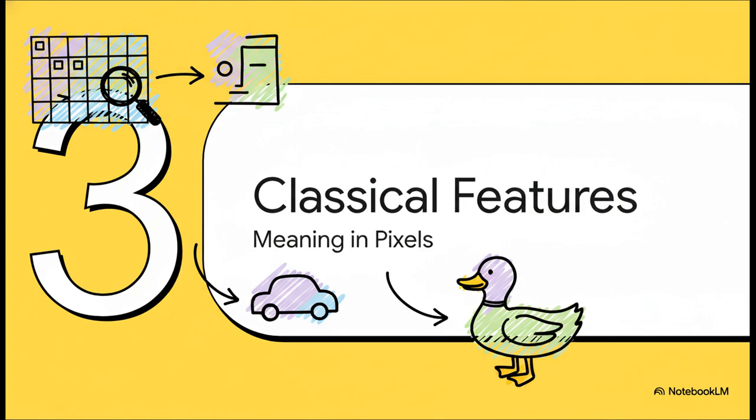Okay, so we've nailed down how we represent an image with numbers. But that's still just raw data. How do we get the computer to actually understand what's in the image, to find a face, or a car, or our duck? To do that, we have to move up from pixels and start talking about features.